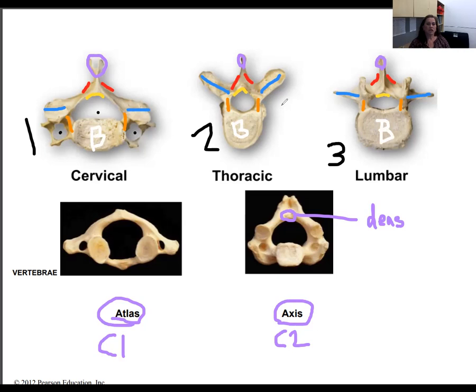Show me the vertebral foramen. The vertebral foramen is VF in pink. Vertebral foramen. Show me the transverse foramen. The transverse foramen, I'm just going to color it in turquoise. So that hole there and that hole there is your transverse foramen, and they're only found in the cervical vertebrae. Okay, those are the parts of the vertebrae you have to know.